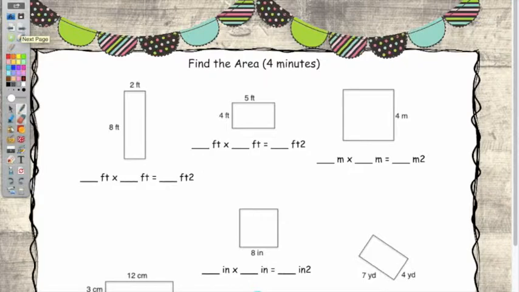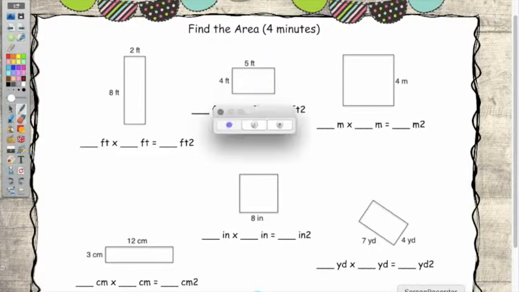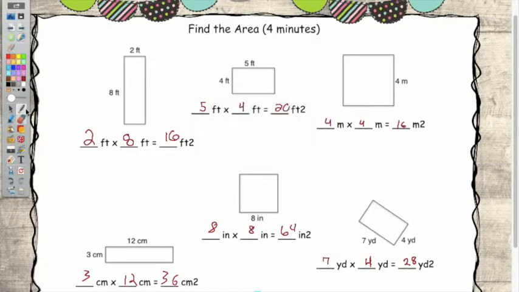All right. So let's take a look at this. This is a review of area. So go ahead and work through these, and I'm going to pull sticks for kids to come and write it on the board. I think I'm going to pause it while we're writing it on the board. Okay, check your answers with the ones on the board. Make sure you've got them right.